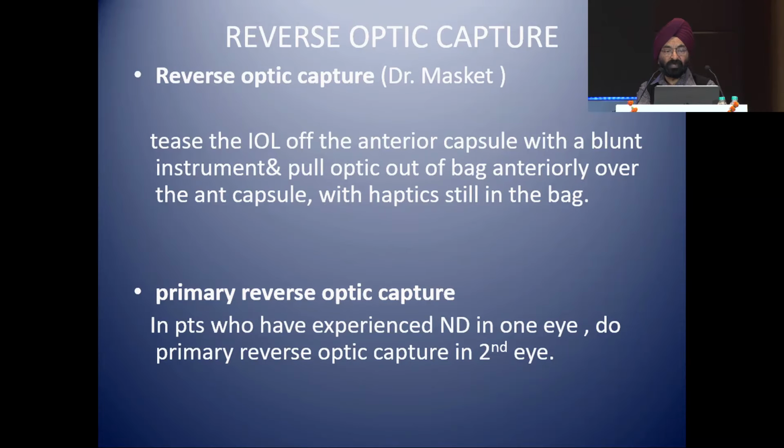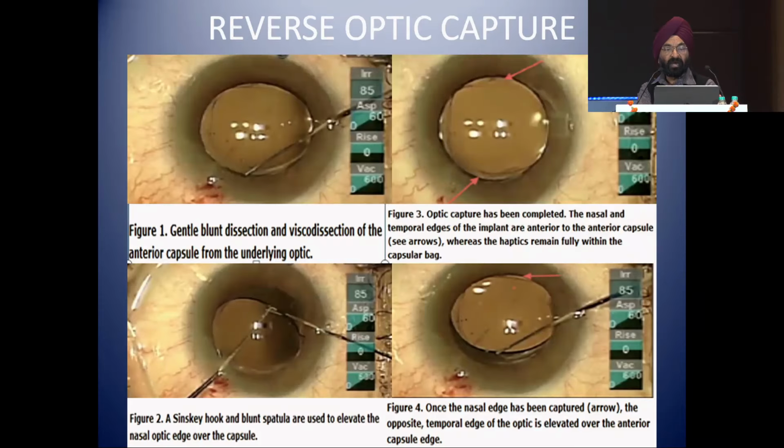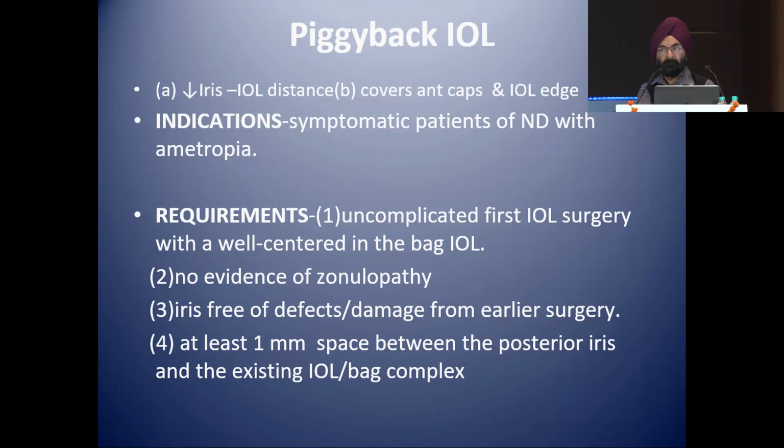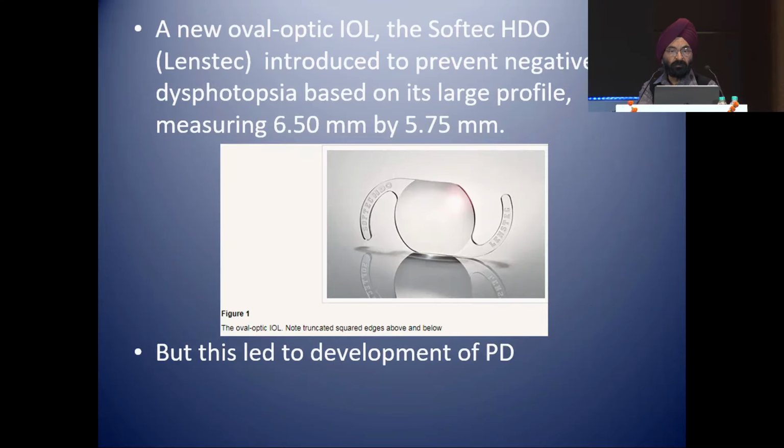Reverse optic capture: what you do is you tease the IOL off the anterior capsule with a blunt instrument. You bring the optic in front of the anterior capsule. You do it nasally, then temporally, and this reverse optic capture also helps in a few percentage of the patients. Piggyback IOL is placed in some of these patients. How does it help? It again decreases the distance between the iris and the lens which has been put, and the shadow is also removed.